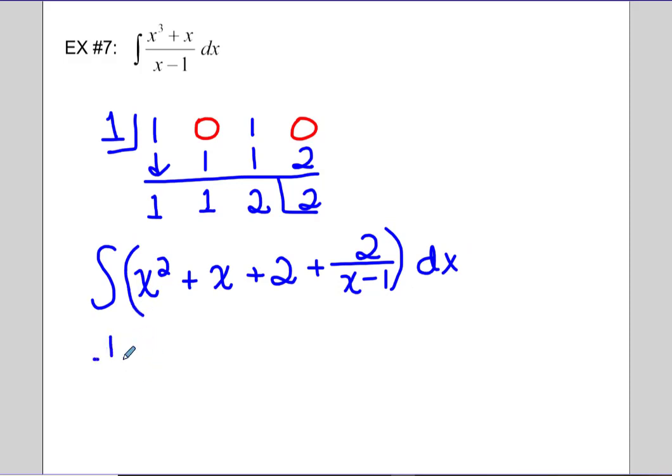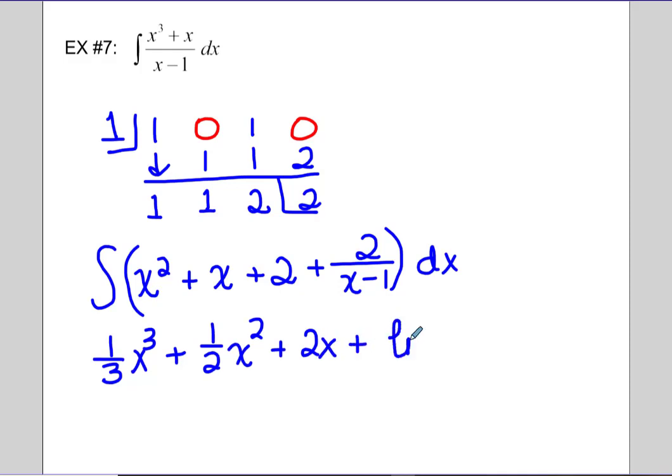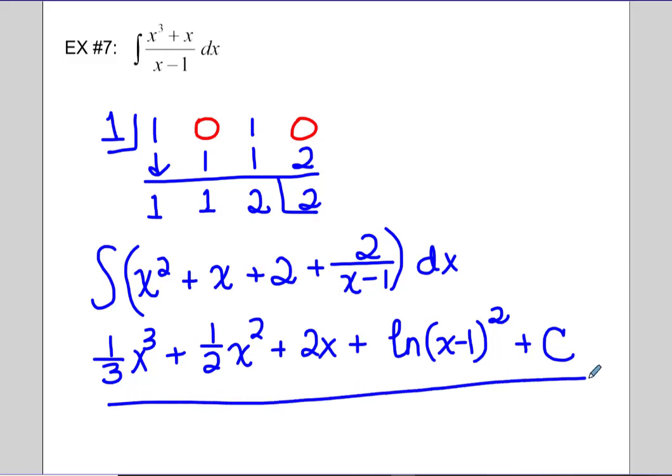So we have 1/3 x cubed plus 1/2 x squared plus 2x plus 2 times the natural log of x minus 1. So I'm taking this 2 from the numerator, placing that up there, so then we don't need absolute value bars, and adding our constant to the end.